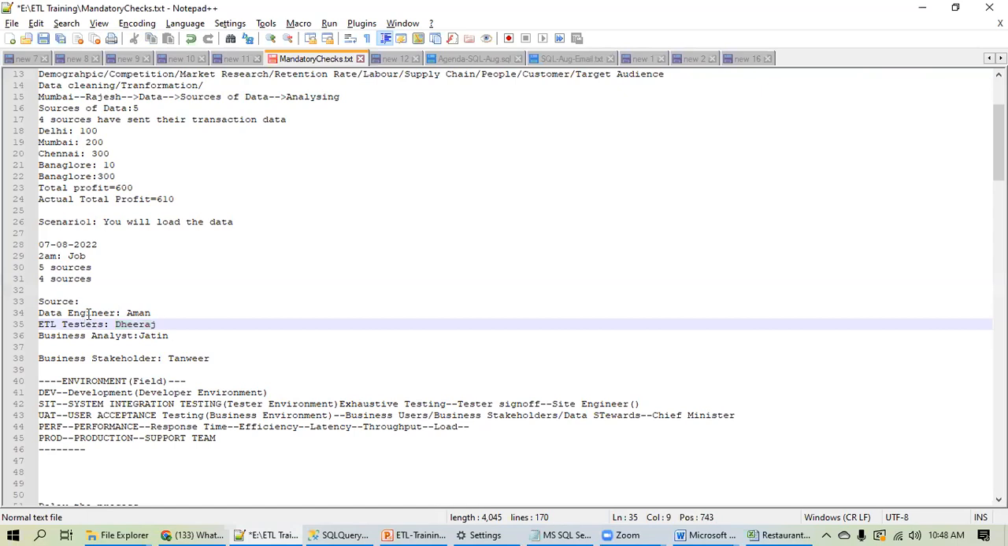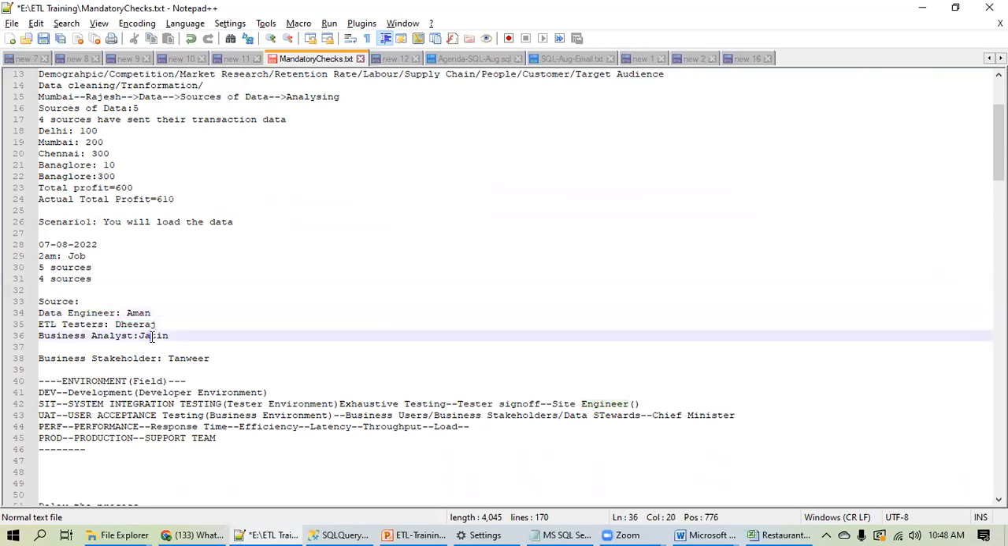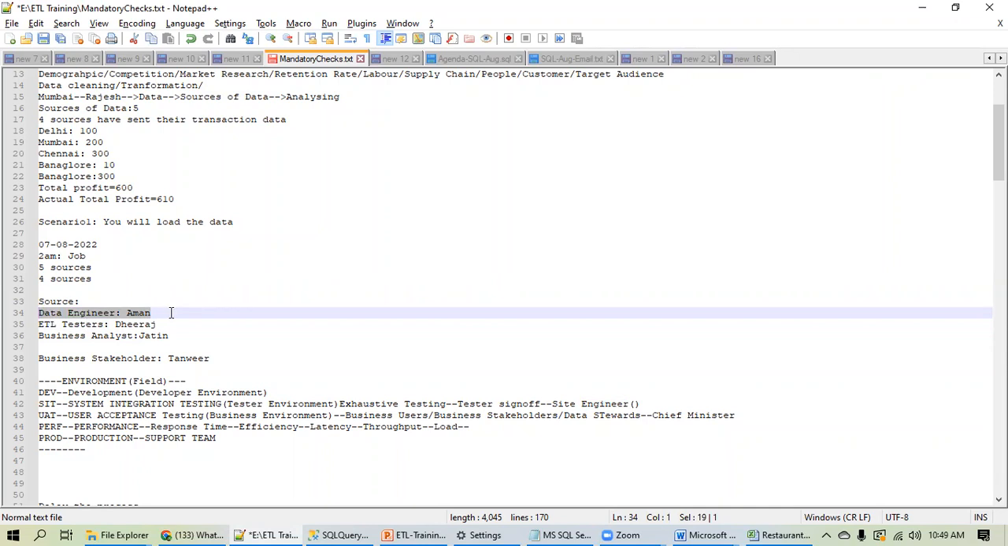Now, coming to the data engineer. So far we have discussed Jatin is also responsible, Dheeraj is also responsible. Now coming to the data engineer, Aman. Any guess why Aman is also responsible? Anyone? Any idea? No?